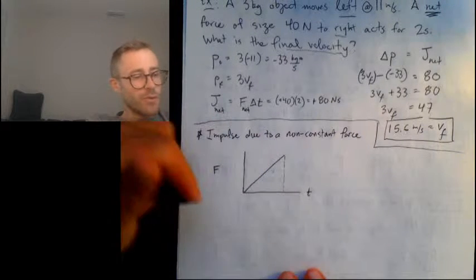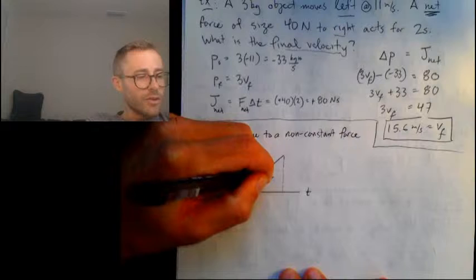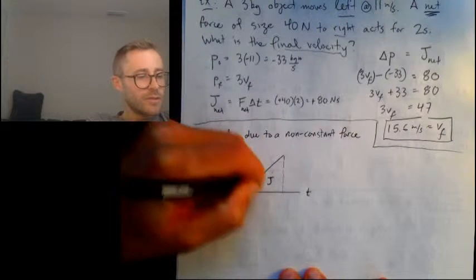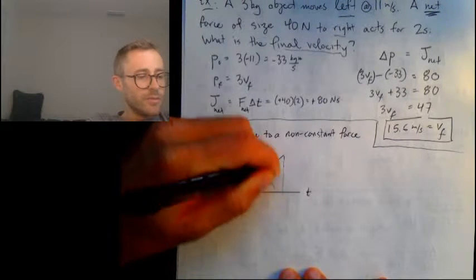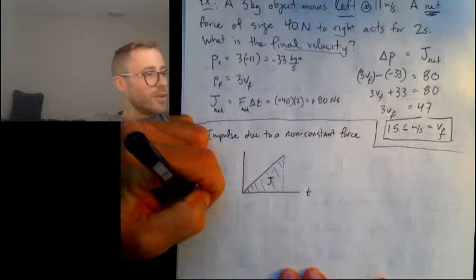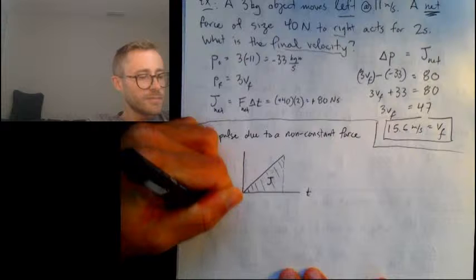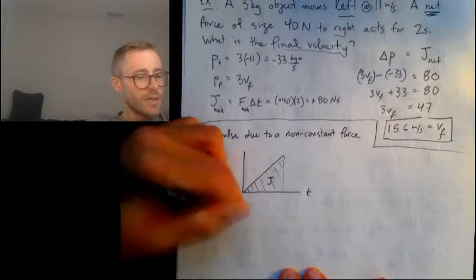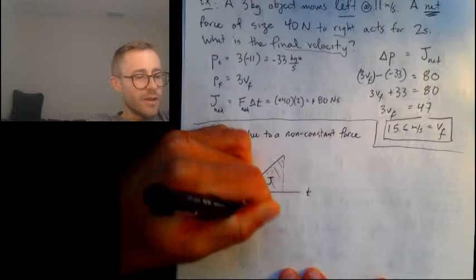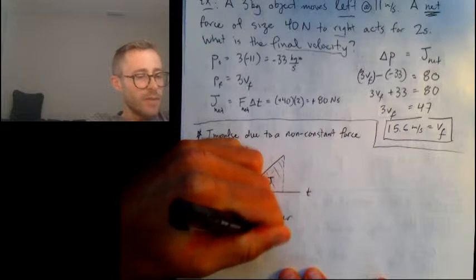But if you have a force versus time graph, the area under the curve is the impulse due to that force. So the key thing here is the impulse equals the area under a force-time graph.